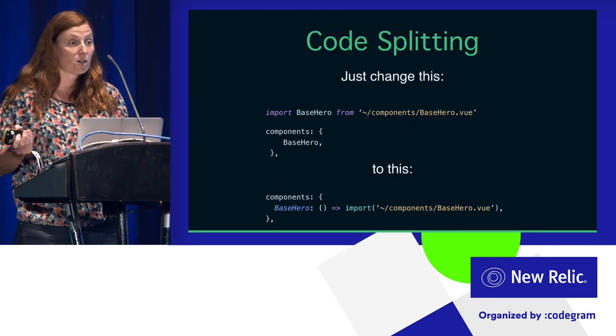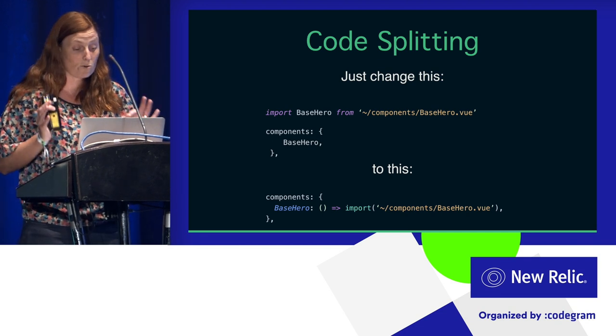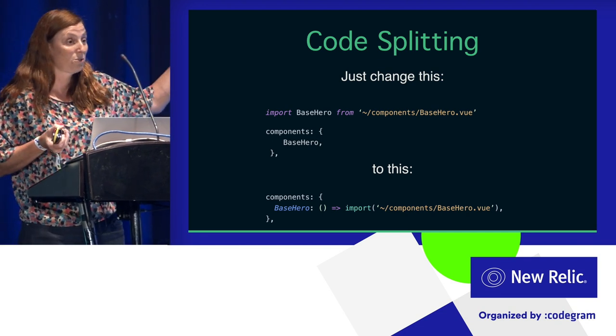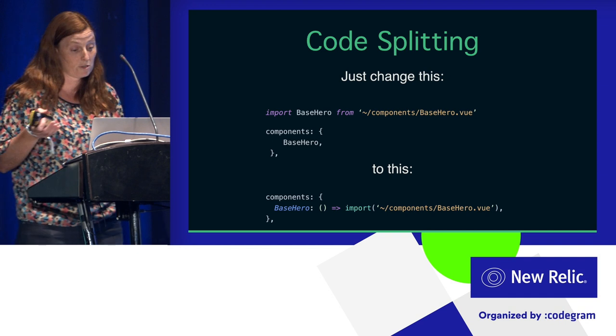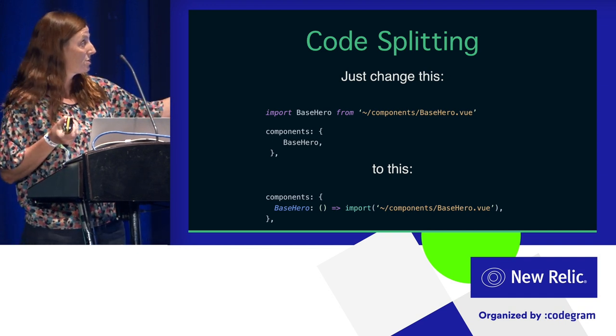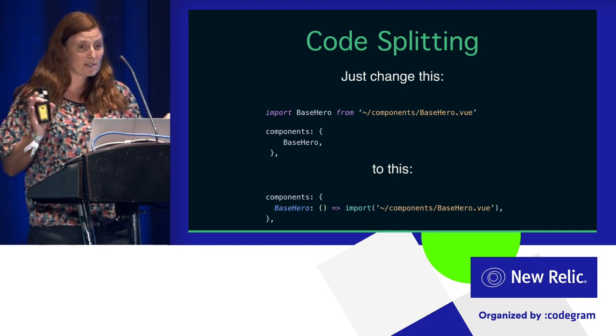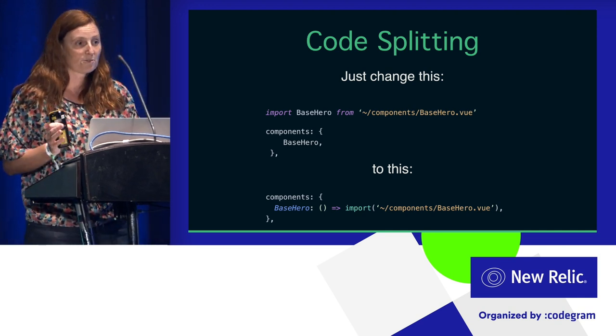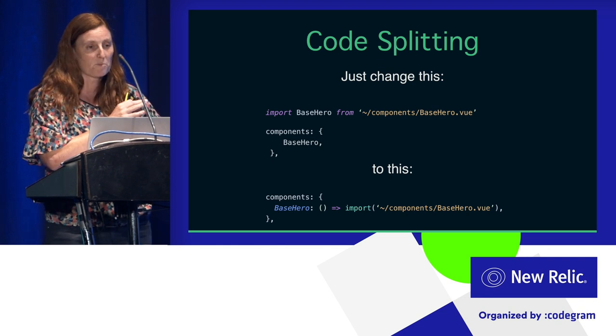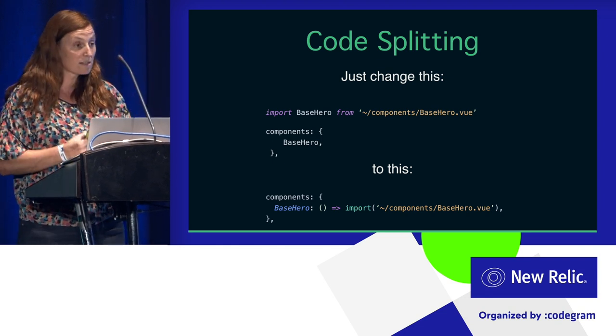Code splitting. If you're not code splitting, you should be. Code splitting is so simple. Basically, this is how you normally import a component. This is in Vue or Nuxt. And basically, all you've got to do is just use an arrow function, just change it to the bottom. But what we should be doing is code splitting from the start. So don't just, you know, import your components and then later I'll refactor it. No, start the right way.